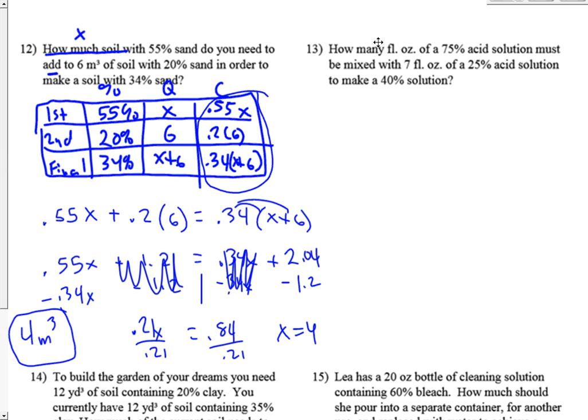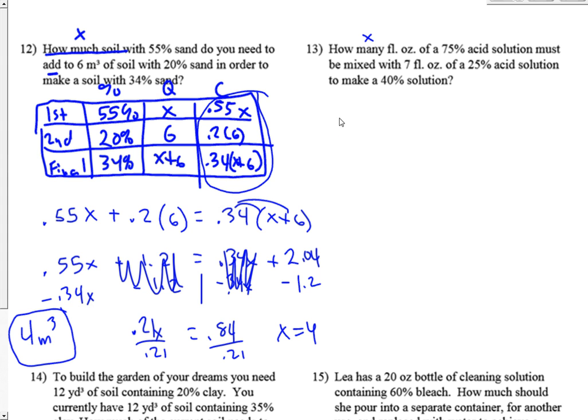Okay, now for number 13. How many fluid ounces, again x, of a 75% acid solution must be mixed with 7 fluid ounces of a 25% acid solution to make a 40% solution?